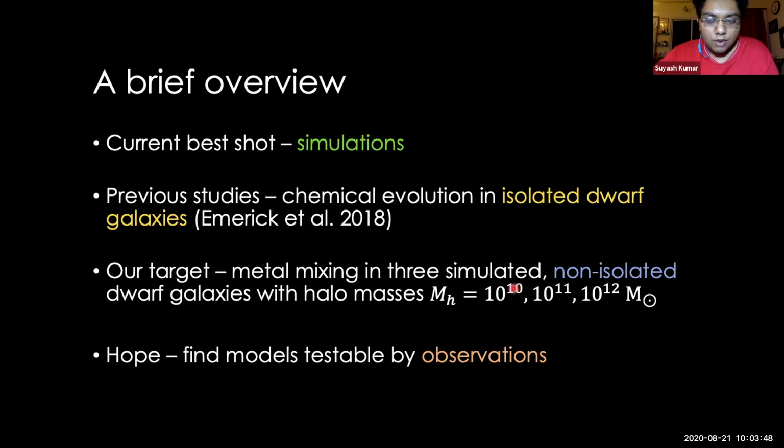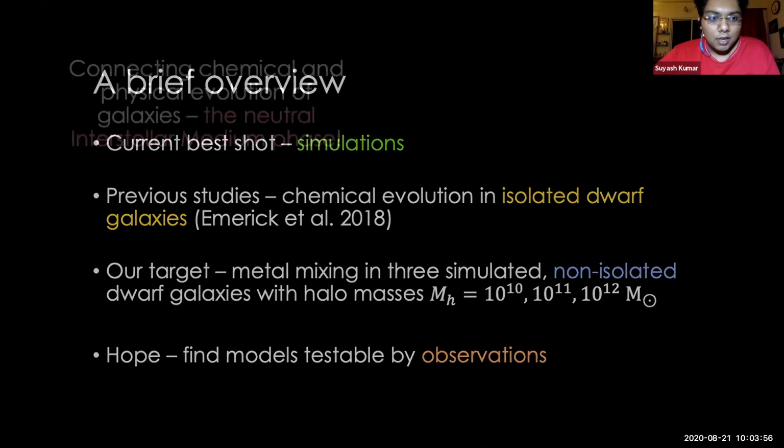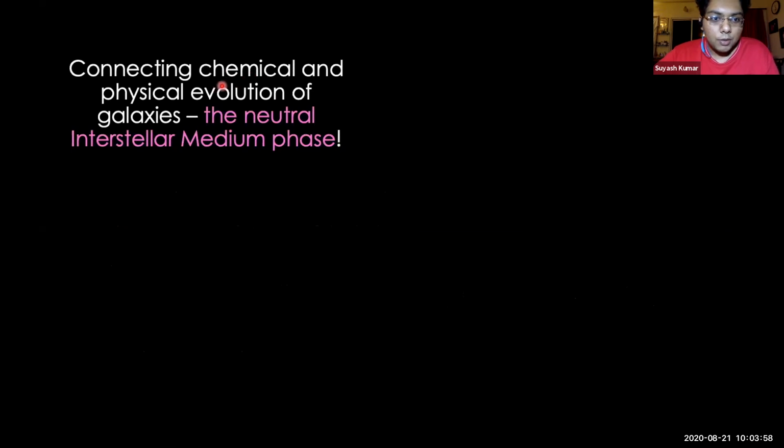And our hope is to find some models for metal mixing that are testable by observations, because that is the whole point of astronomy. And so we begin by finding a bridge between the chemical and the physical evolution of galaxies, a region called the neutral interstellar medium phase.